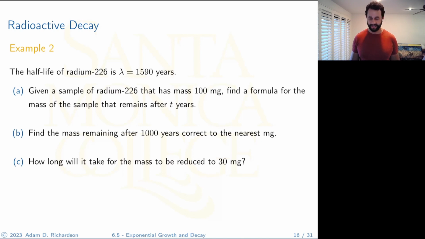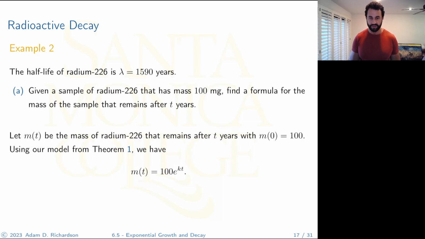All right, now let's do it together. So let's see, what do we know? We know the half-life, and we know that the relative decay rate is going to be constant. So again, by that theorem and the law of exponential growth and decay, this is the model we can use. So the initial amount is 100, and it's going to be decaying by some amount that depends on this k. So now we have to find k. And the way that we find k is using the other information we're given, that the half-life is 1,590 years.